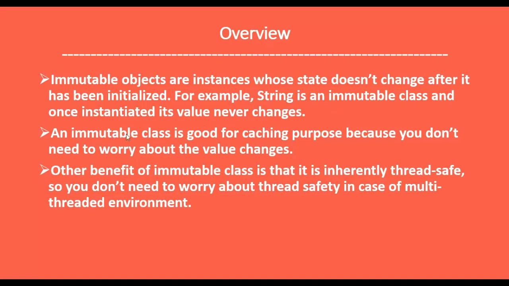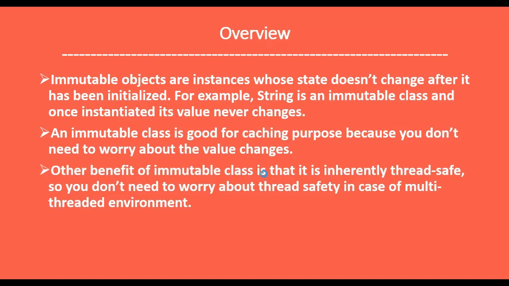An immutable class is good for caching purposes because you don't need to worry about the value changing. Another benefit of an immutable class is that it is inherently thread safe, so you don't need to worry about thread safety in a multi-threaded environment. Immutable classes are always thread safe, so you don't need to worry about synchronization issues.